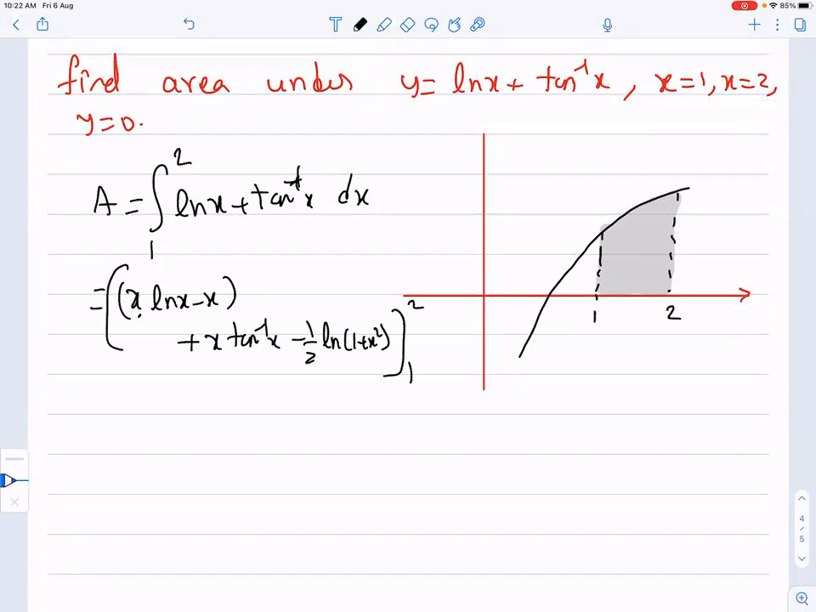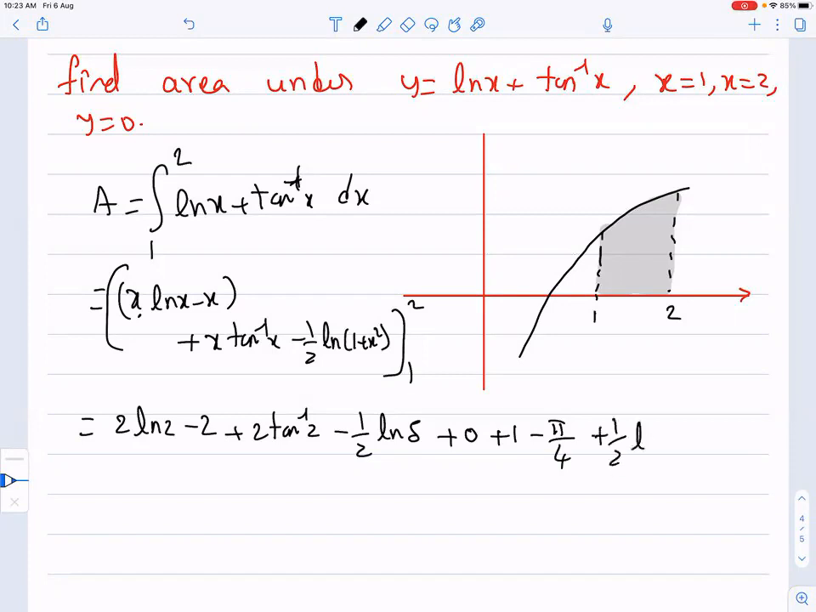So first we'll substitute 2 in it. I will get 2 ln 2 minus 2 plus 2 tan inverse 2 minus half ln 1 plus 2 square, that is ln 5. And we'll substitute 1 in it. What will I get? 1 ln 1, that is 0, minus of minus 1 plus 1. And minus 1 tan inverse 1, minus pi by 4. Tan inverse 1 is 45 degrees.